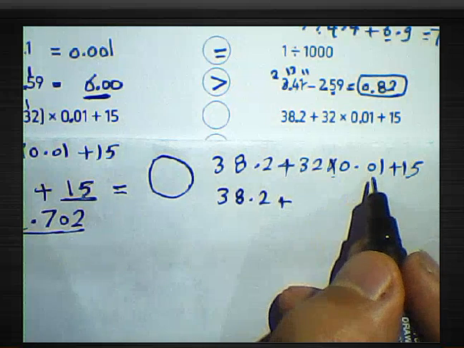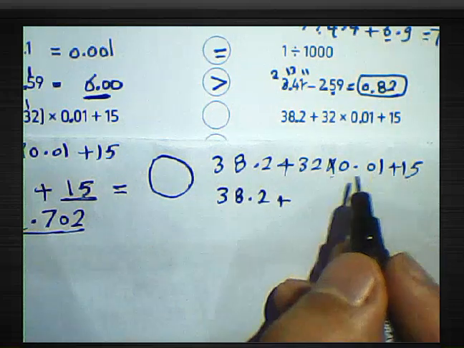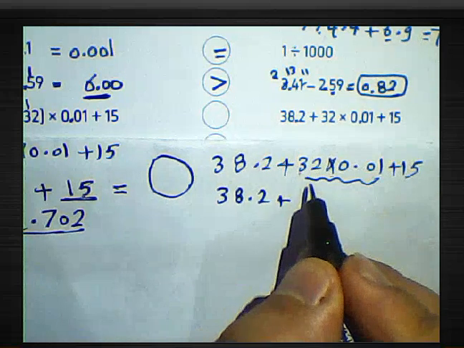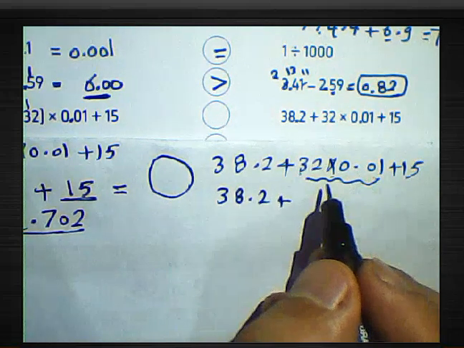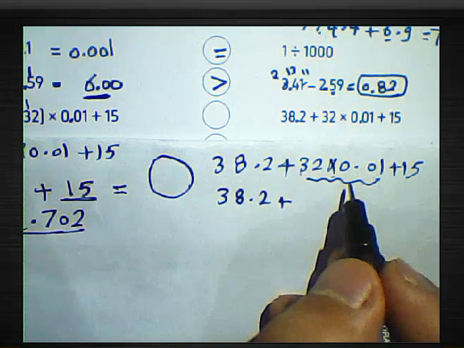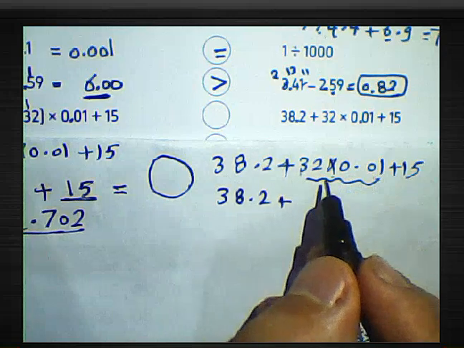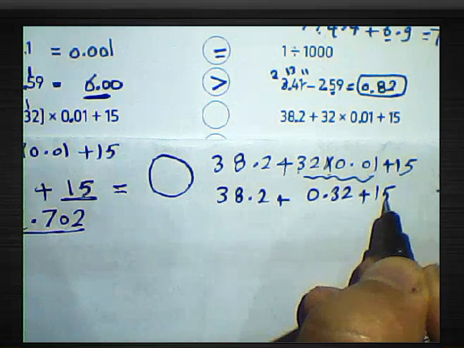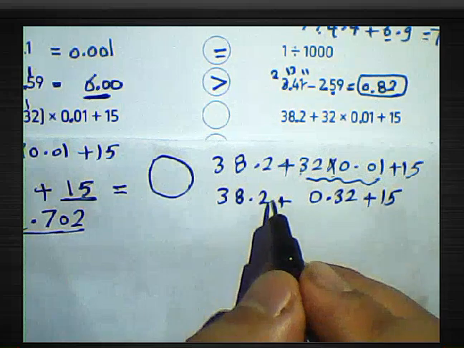The point will be after 2 digits. It means 32 over 100. 32 times 0.01 means 32 times 1 over 100, which means 32 divided by 100. It will be 0.32 plus 15. And then we can find the result.